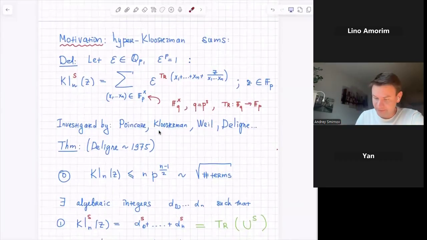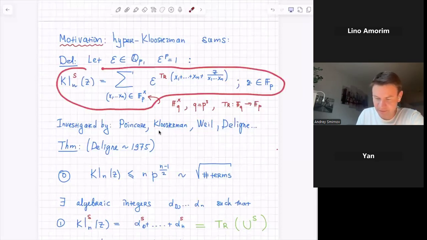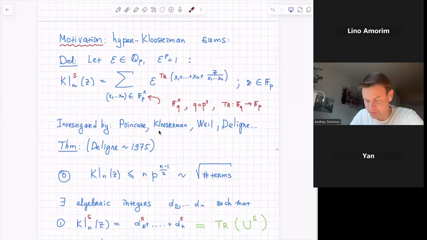Well, all right. So let's start from the motivation. So I want to consider this funny sum, which appears in number theory, and it's somewhat an important object. It's called a Kloosterman sum, or maybe hyper-Kloosterman sum. So it looks as follows.